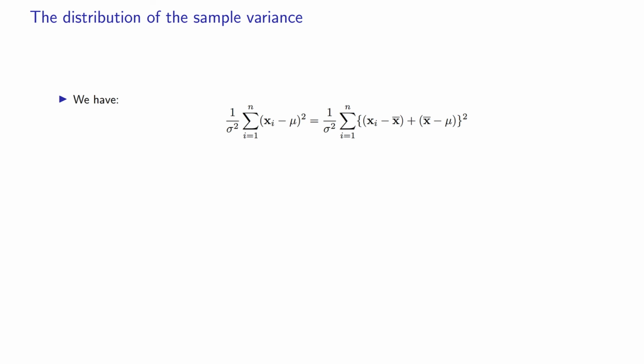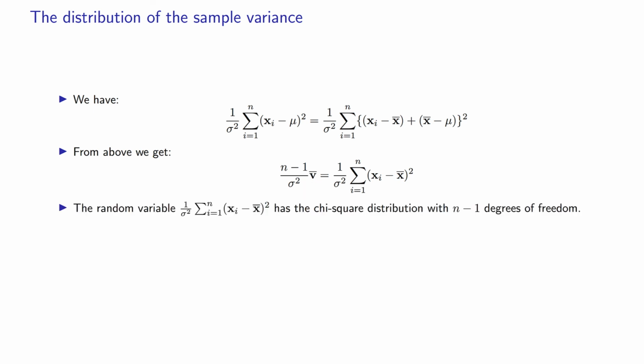Moreover, from this expression you can get this equation, and then you can manipulate it and easily show that the sample variance, if you multiply it by this factor, will become equal to this one, the sum of squares of the deviations of the random variables. Therefore, it should have a chi-square distribution of degree n-1.